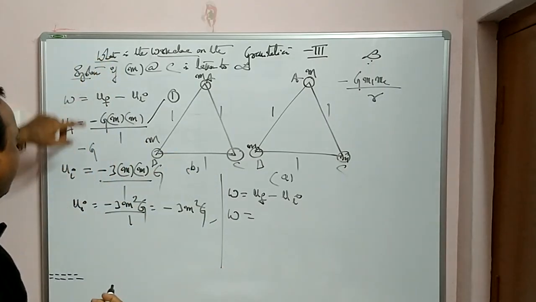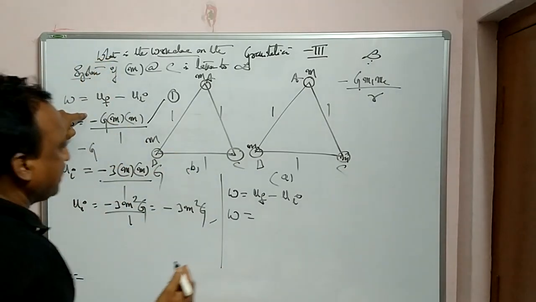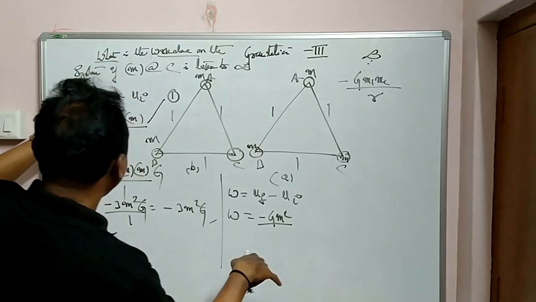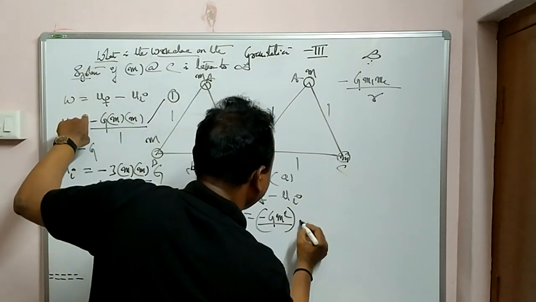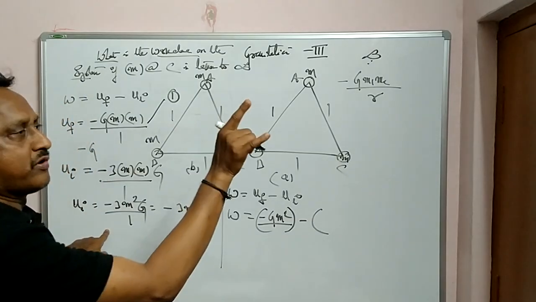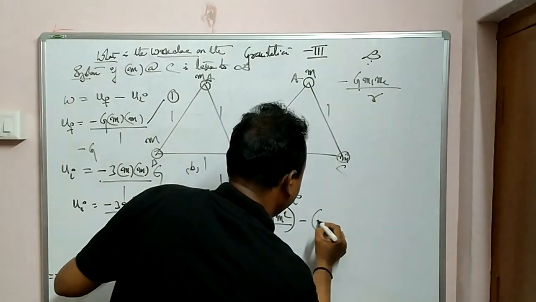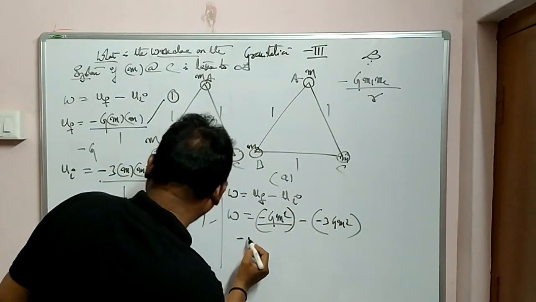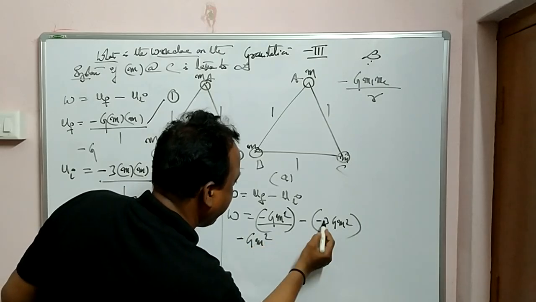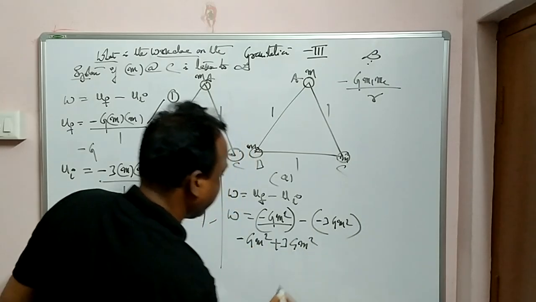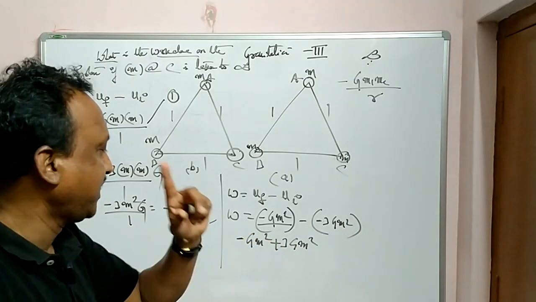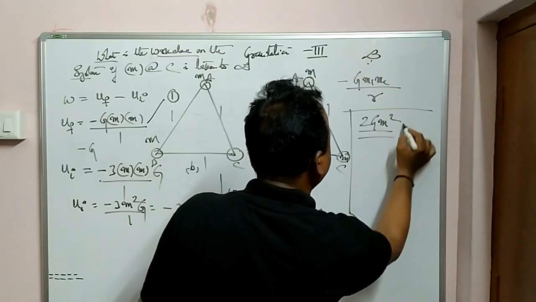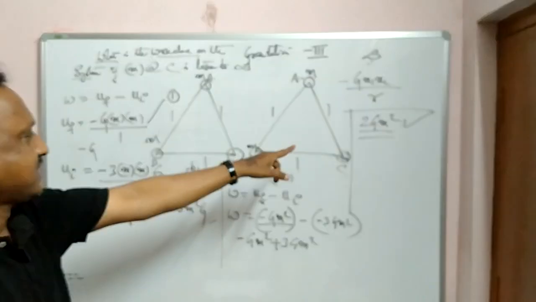So what is U final here? Look, only one term: U final, that is minus G m1 m2 by D, minus initial. What is initial? There are 3, 3 times minus 3 G m square. Clear? Minus into minus becomes plus, so minus G m square plus 3 G m square. From 3 G m square, if we subtract m square, it becomes 2 G m square. So what is the answer? 2 G m square. This is the work done on the system.